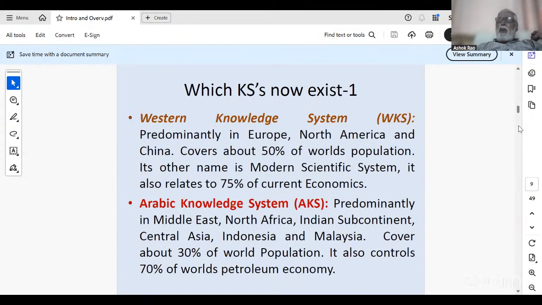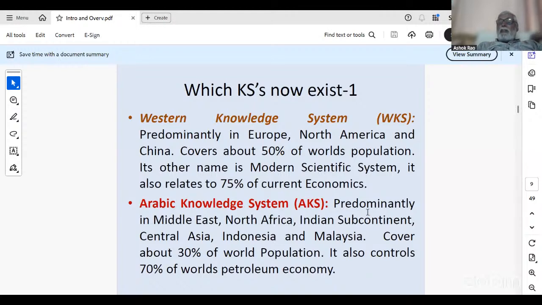Which are the 4 dominant knowledge systems you find in the world now? The first is Western knowledge, which is found mostly in Europe and North America. It covers 50% of the world population. Its other name is the modern scientific system. It also relates to 75% of the current economy. That is the power it has. English is an economic language. It is not our mother tongue. It's not our cultural language. It is an economic language of the world.